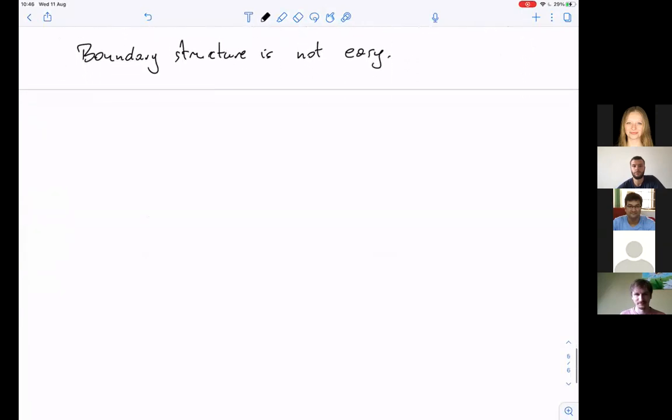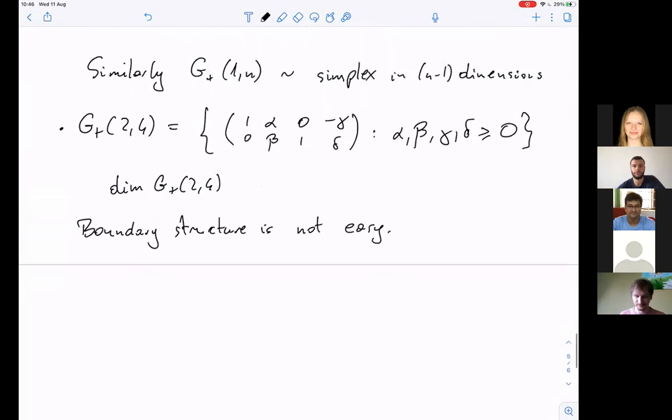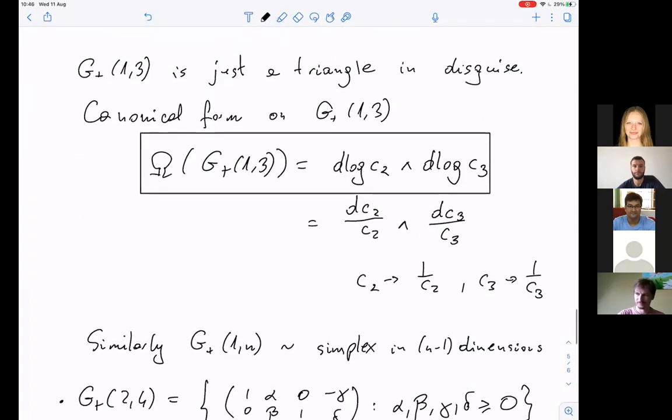I have a question about the differential forms. It seemed like the differential form from last lecture was parameterization independent. It was written in such a way that you didn't have to really choose coordinates, and so I was wondering if it's possible to do something similar for the positive Grassmannian.